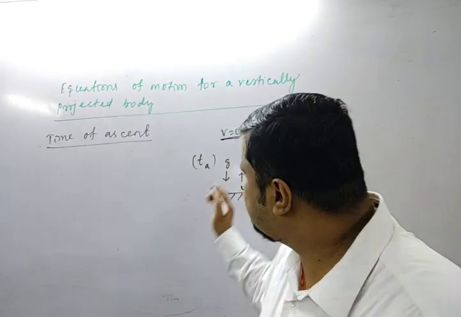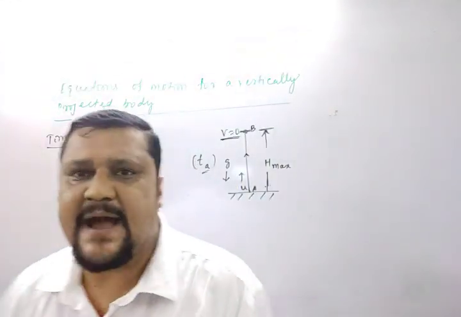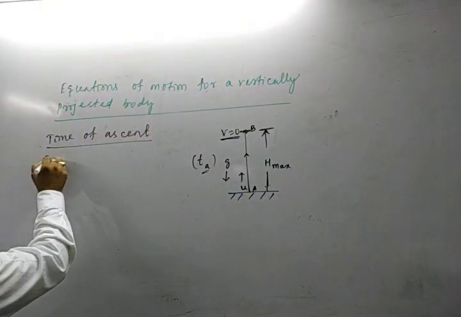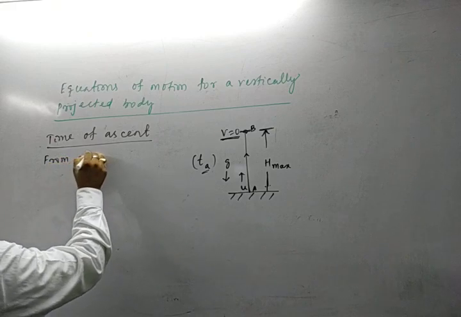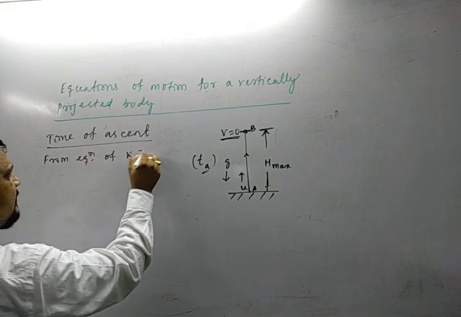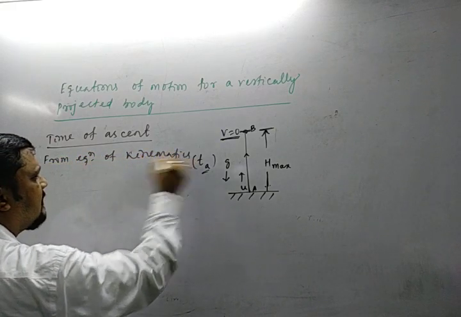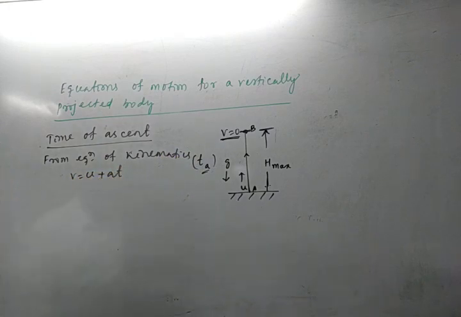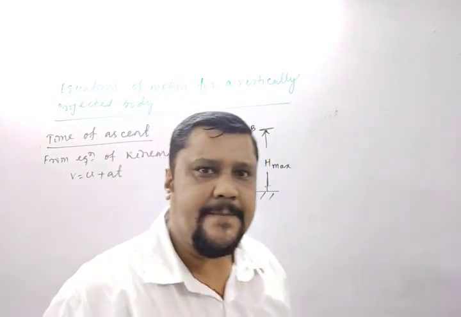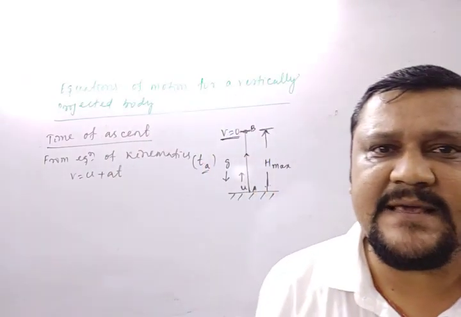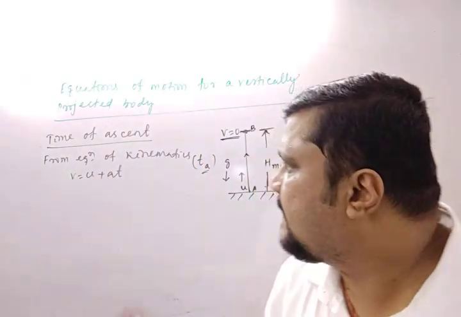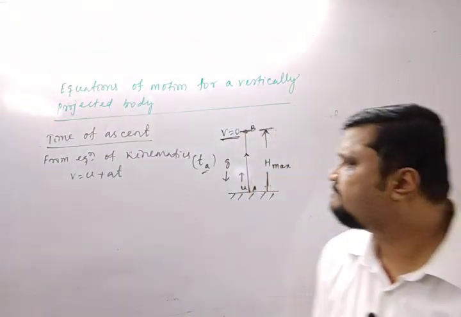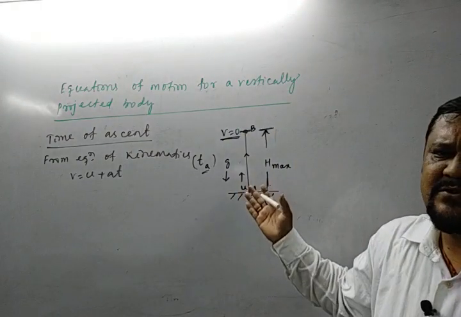I will find an expression for TA using the equation of kinematics. What is that? V is equal to U plus AT. Use this equation, V is equal to U plus AT. Now if you use this equation, then use the sign convention here. So already I have used the sign convention.